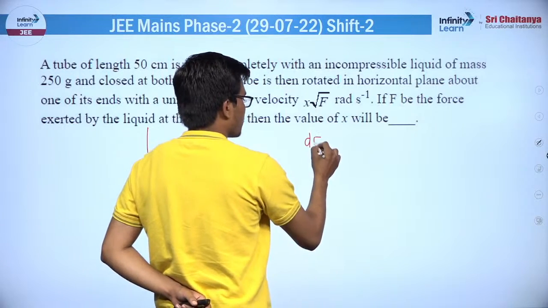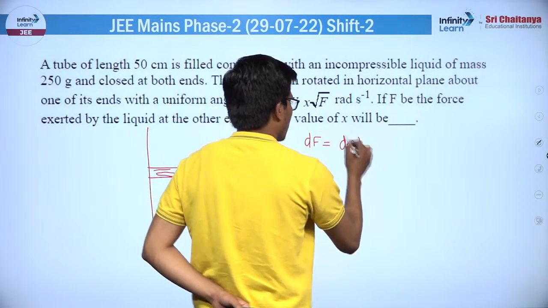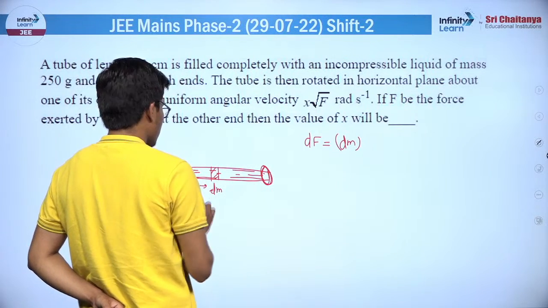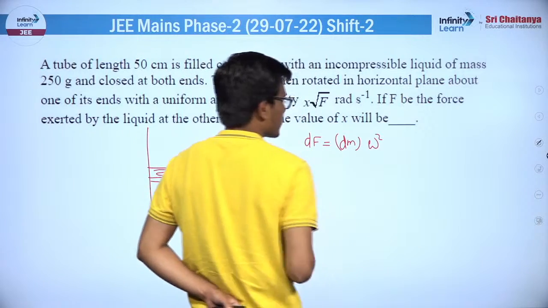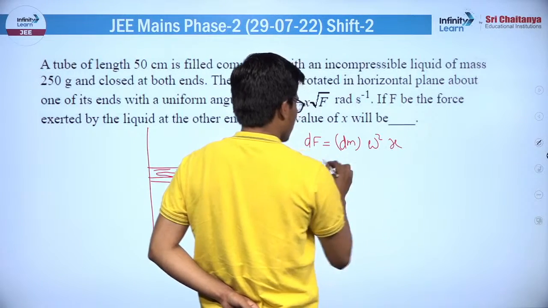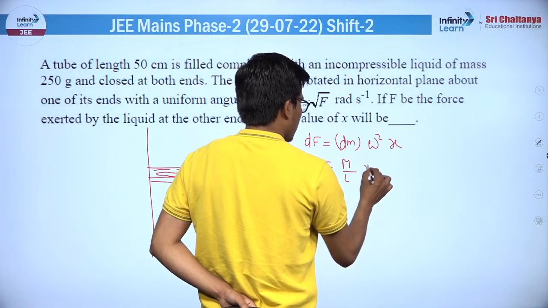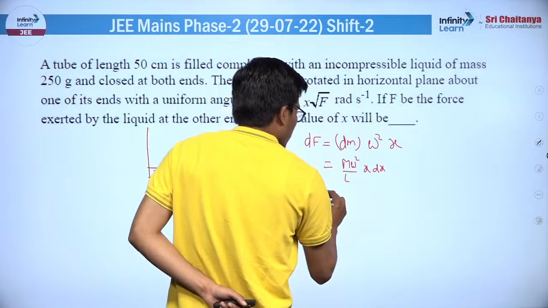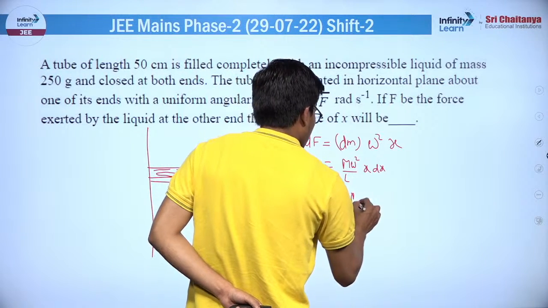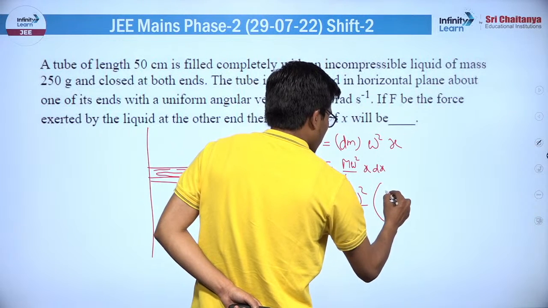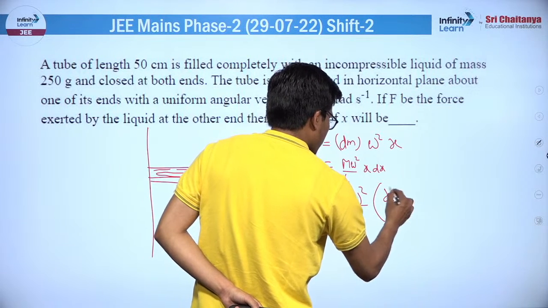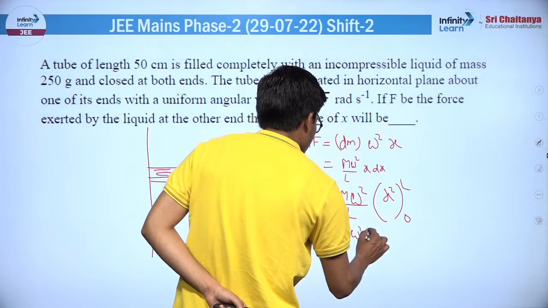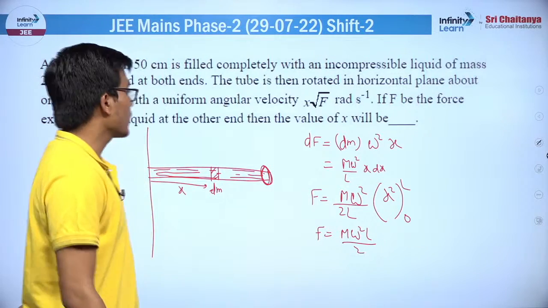So from integration people do remember the direct result also, but let us just take an element and let me derive the formula also. It is at a distance of x. So dm, omega will be same for every element, into its radius x. Dm you can write m by L dx, into x, into omega square. Alright, so just do the integration. X square by 2, just apply the limit 0 to L. So answer will be m omega square L by 2, right?